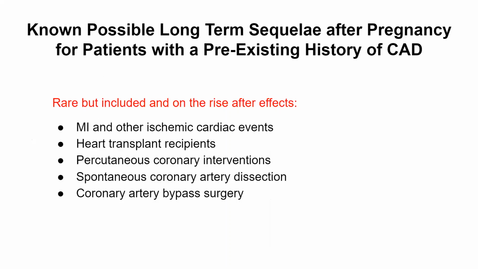There's little published information available about long-term sequelae after pregnancy, especially for patients with a pre-existing history of CAD. But we do know that, rare but on the rise, these patients do have MIs and other ischemic cardiac events. They become heart transplant recipients. They have percutaneous coronary interventions, coronary artery dissections, and coronary artery bypass surgery. We speculate that's because pregnancy is a stress on the cardiac system, not only during the pregnancy, but sometimes those effects can last throughout a woman's life.